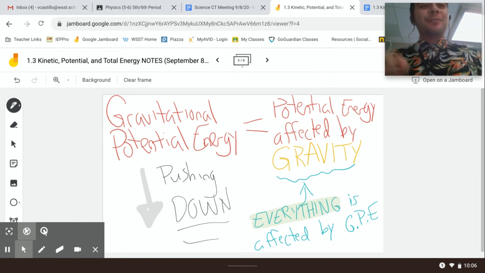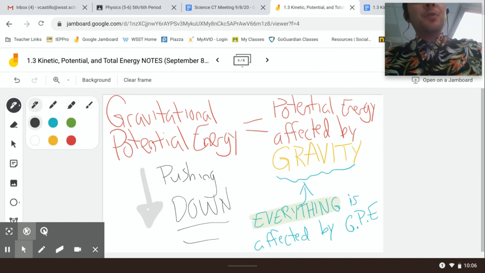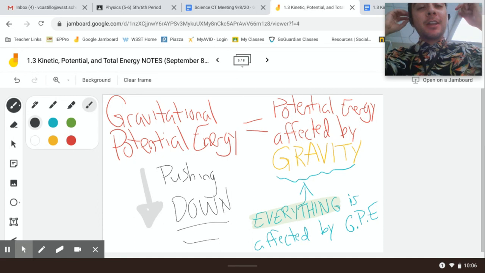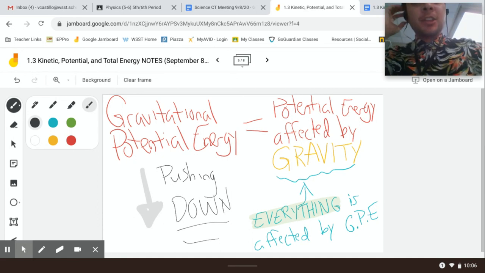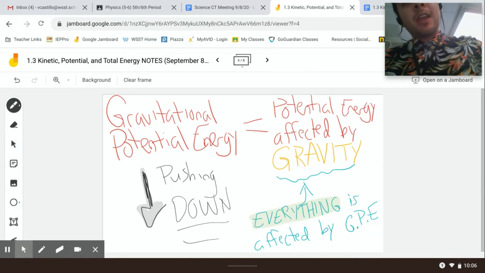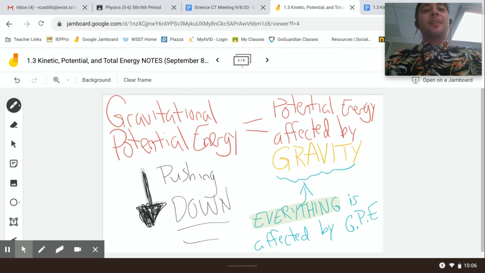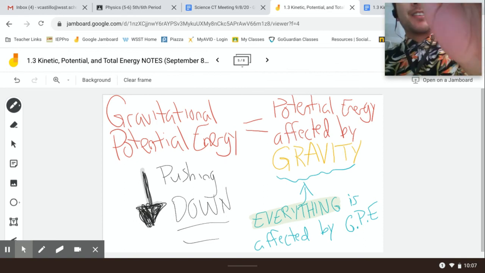But to where we left off, gravitational energy pushes it down, right? So it's always going to push you down. There's a reason why we don't fall off the face of the earth or go flying around or go into space, and that's because gravity pushes us down and keeps us grounded. Next one.